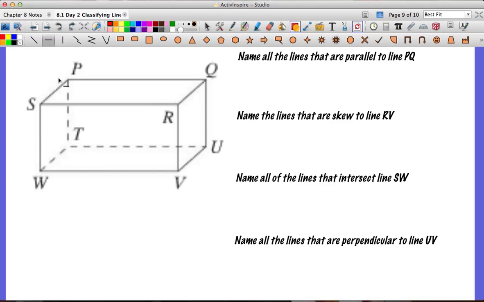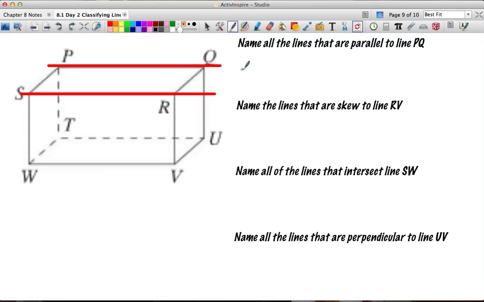So in this case, I'm going to use a red line to show me where line PQ is. And I want all the lines that are parallel to PQ. This means they have to be the same distance apart, never touch, and be on the same plane. So if I take a look at line SR, I note that they're the same distance apart no matter where I am on the line, and they never touch, meaning that we can conclude that line SR is a line that is parallel to line PQ.